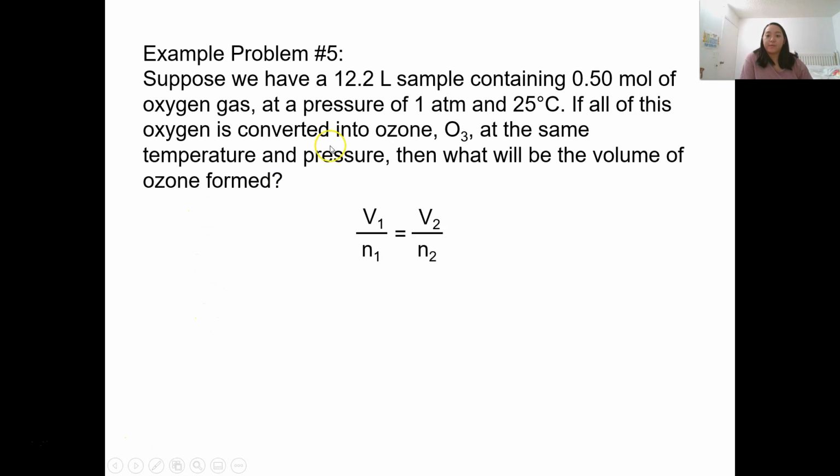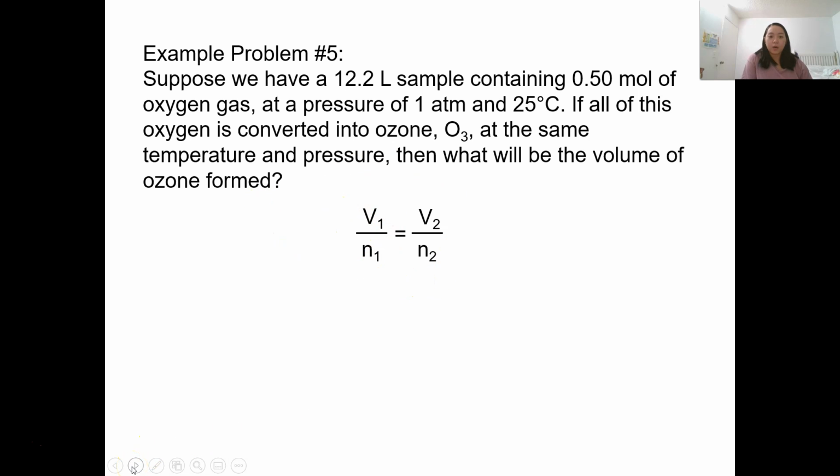Let's suppose we have here 12.2 liter of sample containing 0.5 mole of oxygen gas at a pressure of 1 atm and 25 degrees Celsius. If all the oxygen is converted into ozone, O3, at the same temperature and pressure, then what will be the volume of ozone formed? Now this is our Avogadro's law.